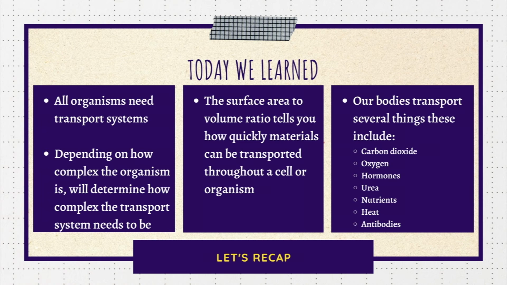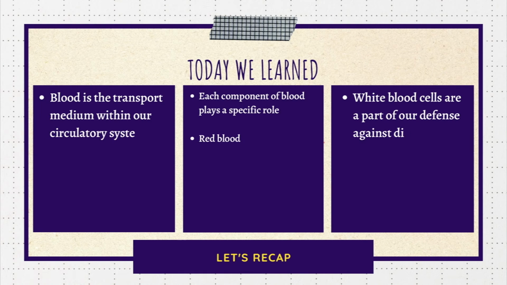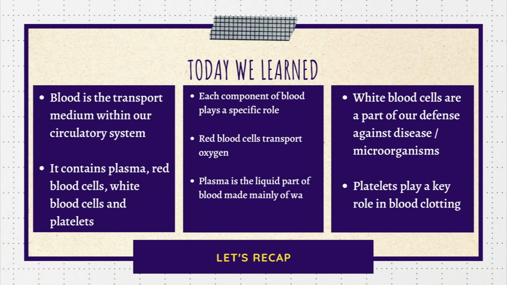Our bodies transport several things. These include carbon dioxide, oxygen, hormones, urea, nutrients, heat, and antibodies. And the blood is the transport medium within our circulatory system to get these things around. It contains plasma, red blood cells, white blood cells, and platelets, and each of these components plays a critical role.